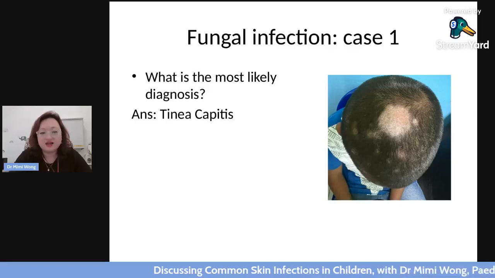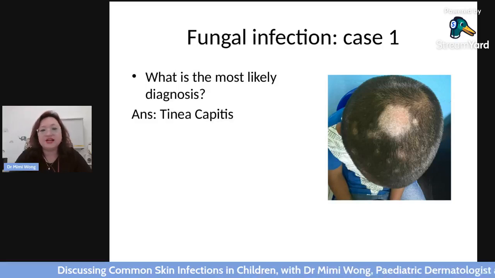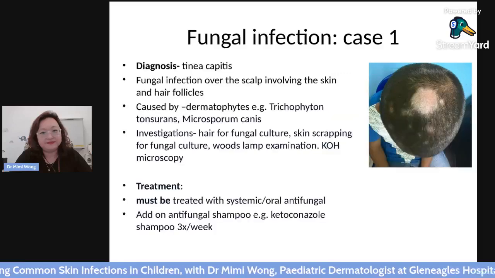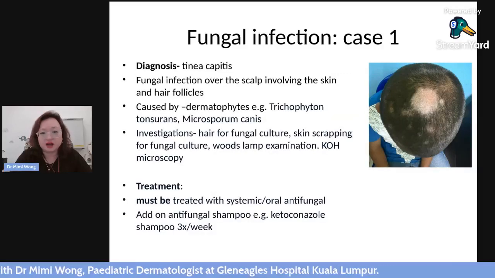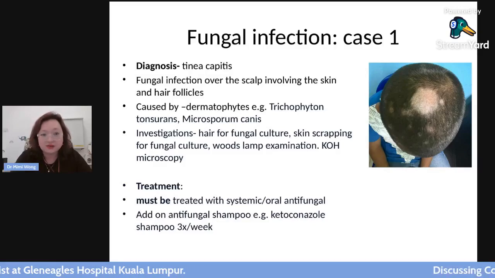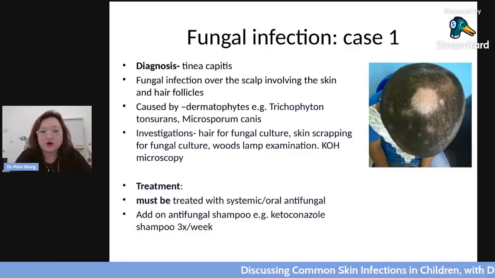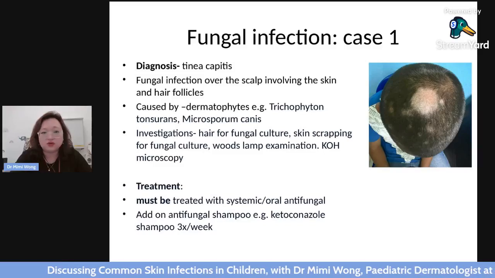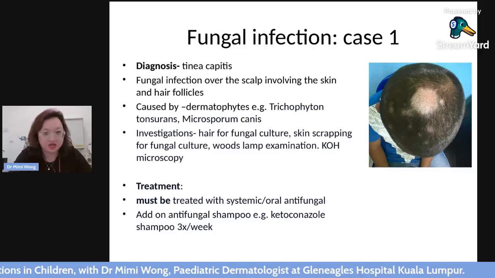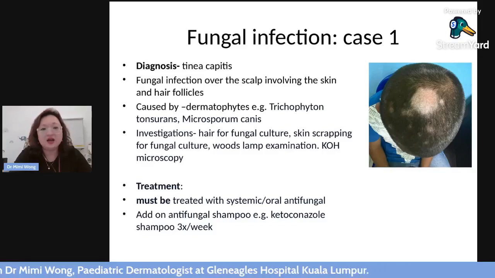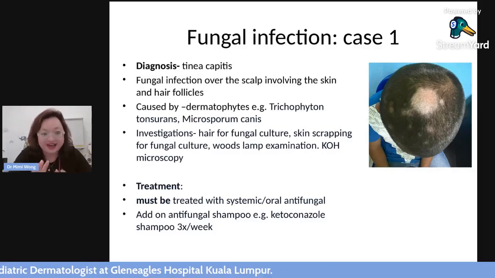So this is tinea capitis. So what is tinea capitis? Tinea capitis is a form of fungal infection over the scalp, involving both the skin as well as the hair follicles. That is a very deep kind of fungal infection. It's caused by a type of fungus called dermatophytes. Examples of dermatophytes include Trichophyton tonsurans and Microsporum canis. Microsporum canis is the commonest one found in Malaysia, and this is actually very commonly found on cats.